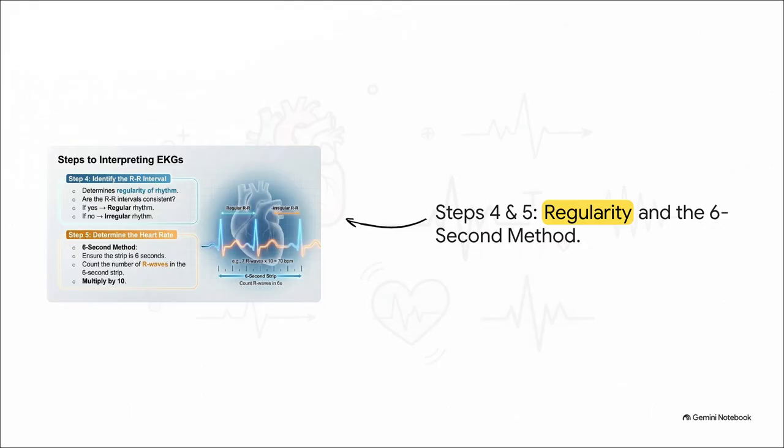Let's move on to steps 4 and 5. Step 4 checks the RR interval to see if the rhythm is regular or irregular. Then, for step 5, we just count the R waves in a standard 6-second strip. Multiply that number by 10, and boom, you've got a super quick, highly accurate heart rate in beats per minute.